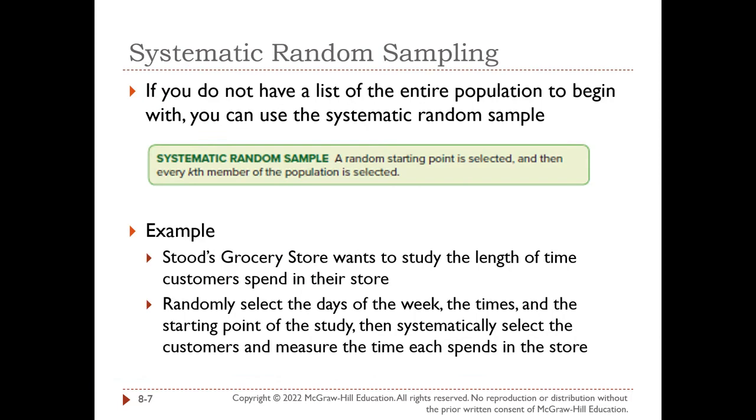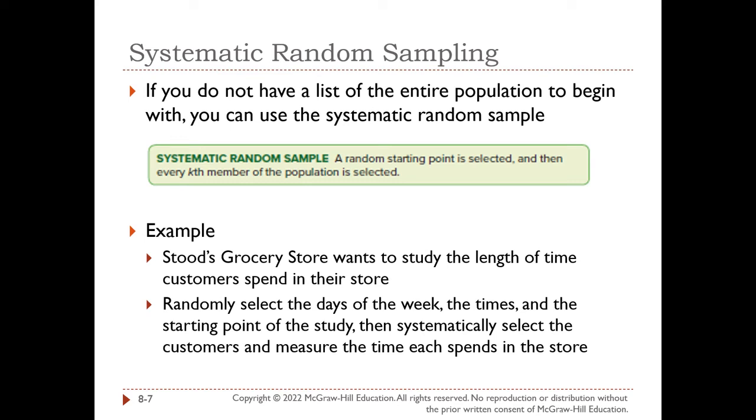So, to systematic random sampling. If you do not have a list of the entire population to begin with, you can use the systematic one, which again is taking a random starting point and then every nth number of the population selected. The best example that we can get is Stud's grocery store wants to study the length of time customers spend in their store. Randomly select the days of the week, the times, and the starting point of the study. Then systematically select the customers and measure the time each spends in the store.